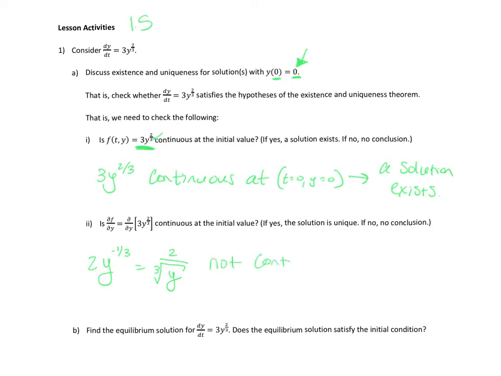So it is not continuous at t equals 0, y equals 0. So my conclusion is no conclusion. I can't say whether or not there is a unique solution. It's not guaranteed. There still could be a unique solution, or there could be more than one.